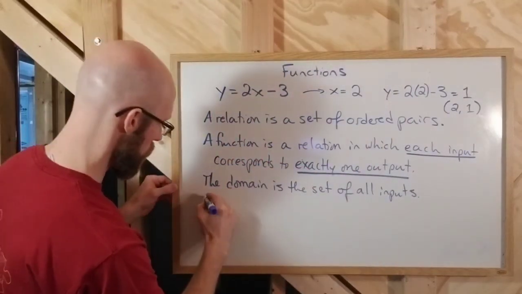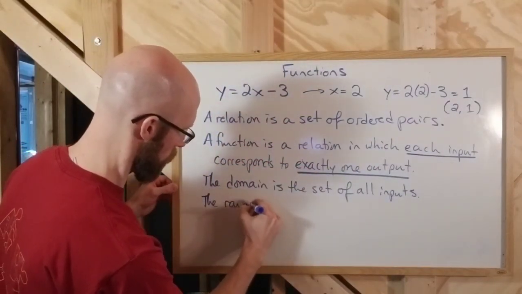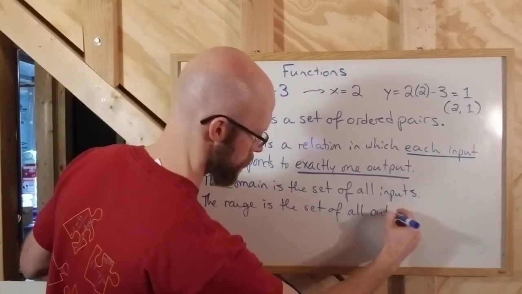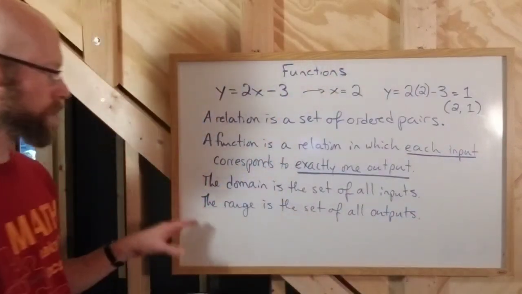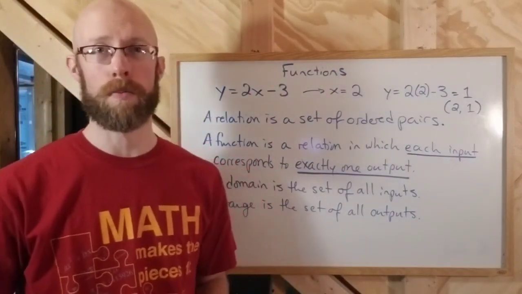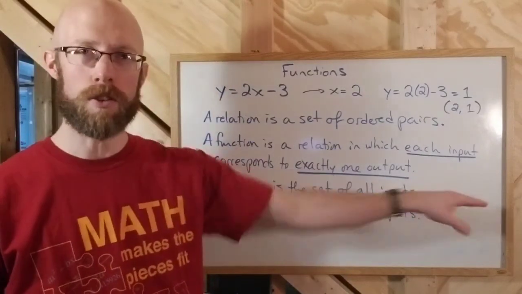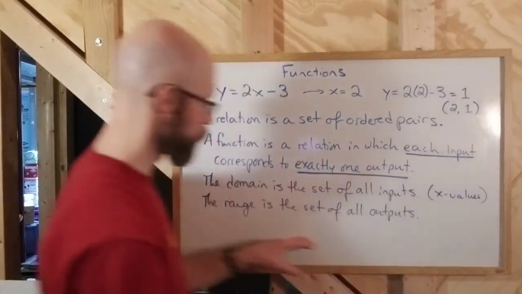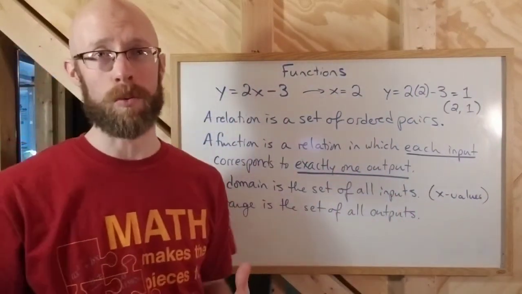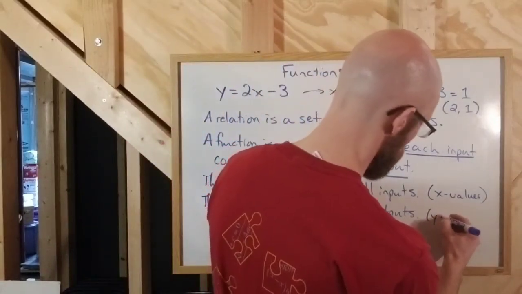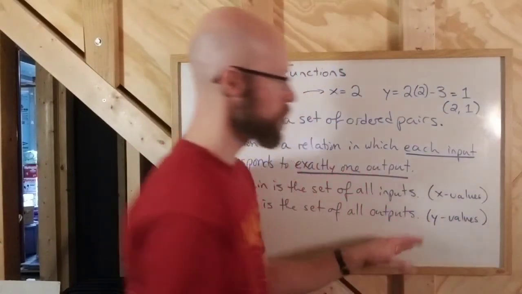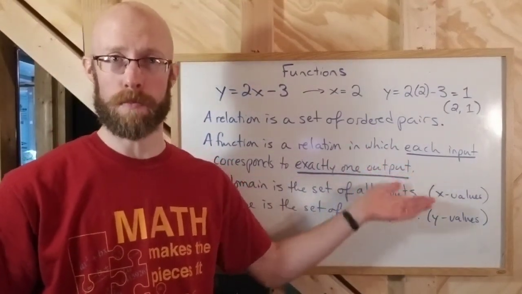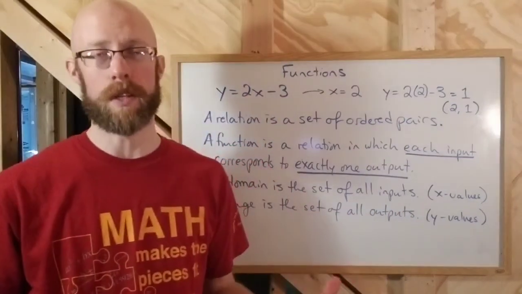Okay, so the range is the set of all outputs. So the domain is like everything you could plug in for x. These are like your x values. And the range is everything you could get out for y. So these would be like your y values. We often use x and y as those two variables respectively, the x for the inputs, the y's for the outputs. It doesn't have to be, you could change it up.